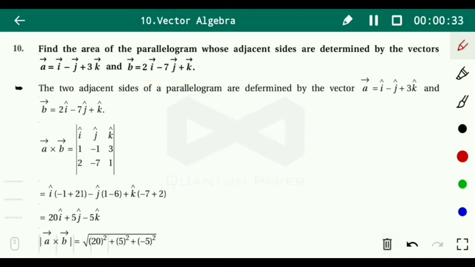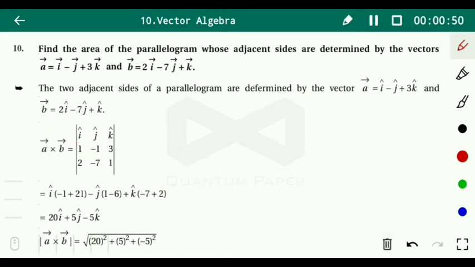Is it clear? So the value of A is i minus j plus 3k and the value of B is 2i minus 7j plus k. So A cross B is defined by i j k, 1 minus 1 3, and 2 minus 7 1.